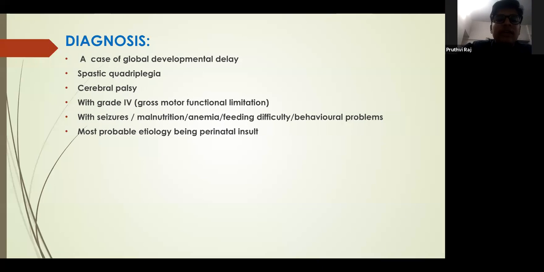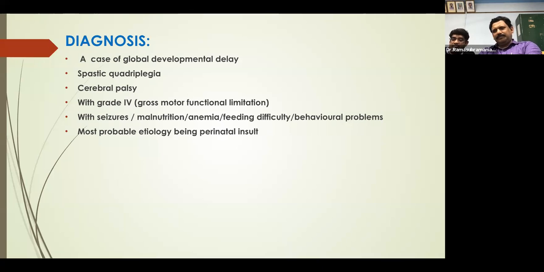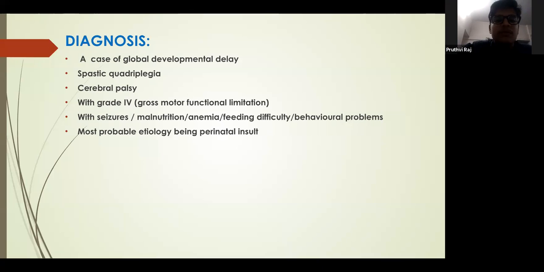In case of small abnormalities of the head size or suspecting congenital infections, we can go for a CT scan, sir. Okay, not in this case. Generally, we can go for it in case of suspecting congenital infections.